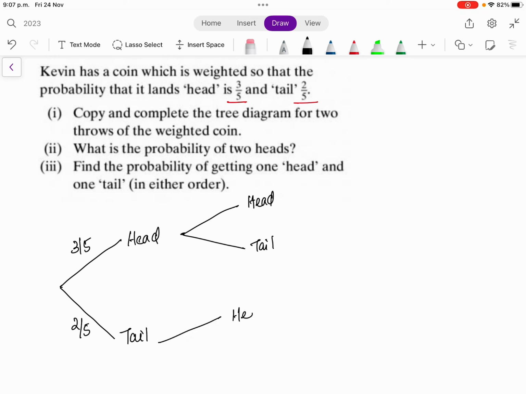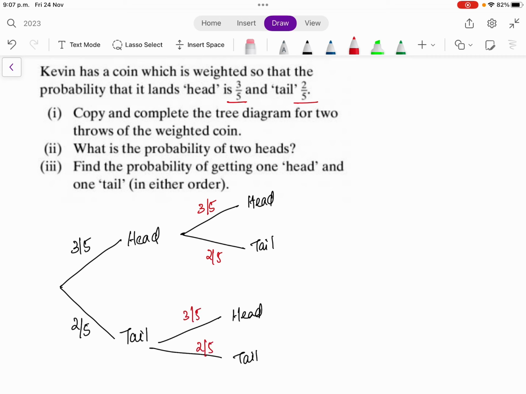Here also you have the head and the tail. So is it an independent event or a dependent event? It is an independent event because the consequences of the first throw don't have any impact on the second one. Since it is an independent event, again the probability is the same. So it is 3 over 5 and 2 over 5. Here also you have 3 over 5 and 2 over 5.